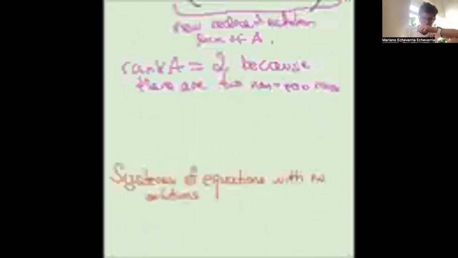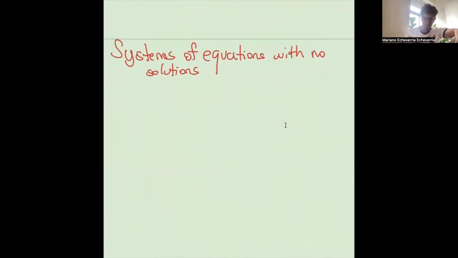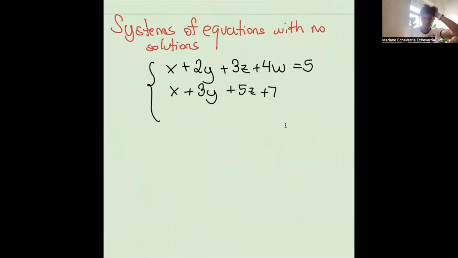Let me see which one I can give you. Oh, okay, this one is nice. So let's do this one. I want to solve x plus 2y plus 3z plus 4w equals 5, x plus 3y plus 5z plus 7w equals 11, and then x minus z minus 2w equals minus 6.